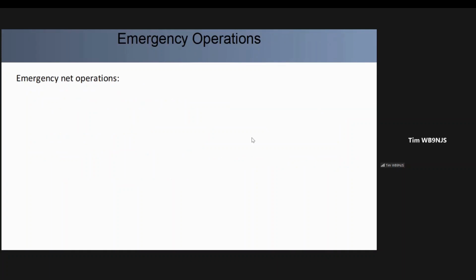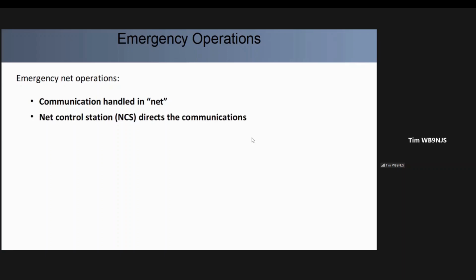Okay, emergency communications are typically handled in what's called net operations. The net is under the control of a net control station, or NCS, that directs the communication. The typical duties of a net control station are to call the net to order and direct communications between stations checking in. That's the answer in the question pool. So the net control station's duty: they call a net to order and they direct the communications.